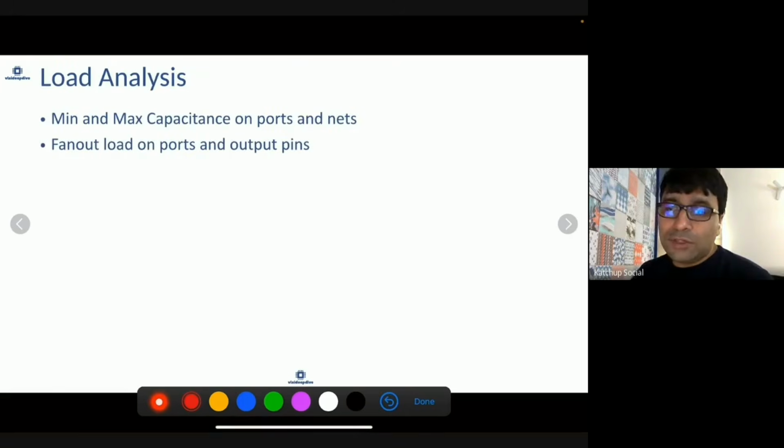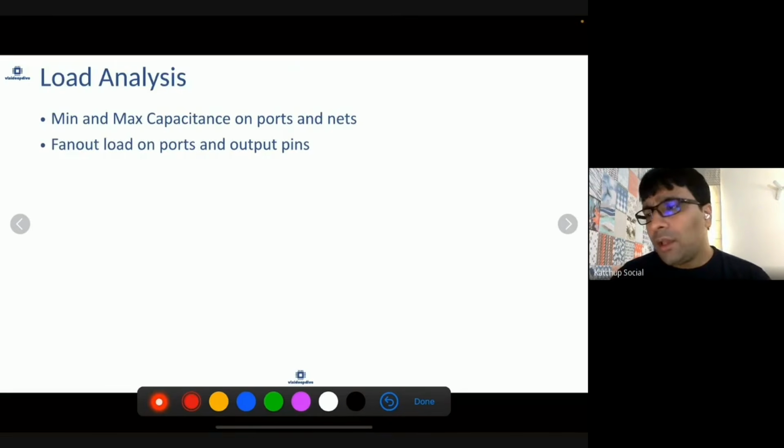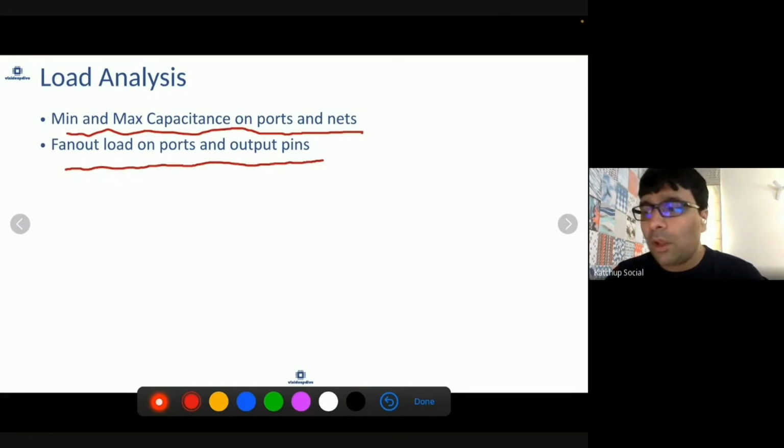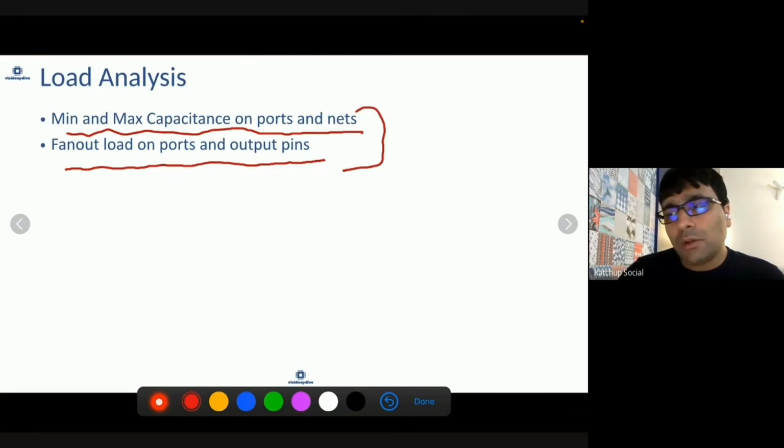The second category of this check is load analysis. Basically, you can specify the minimum and maximum capacitance on ports, or the maximum fan out load on ports and output pins. We'll understand this in more detail when we go into the second half and understand timing constraints. But basically, STA also checks load analysis, min and max capacitance values on ports and nets, and fan out loads on ports and output pins.